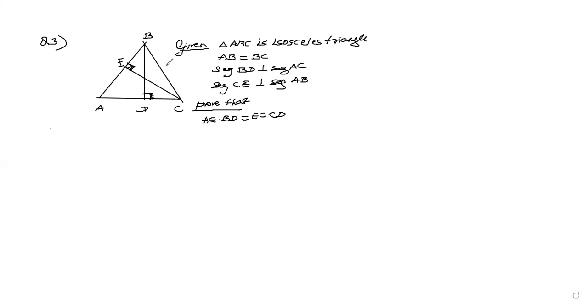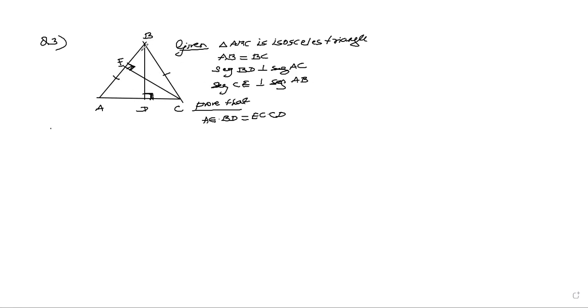Question number 3, children. Triangle ABC is an isosceles triangle. Isosceles triangle means the two sides are always equal. So which are the two sides equal? AB equals BC. That means the base angles, angle BAC equals angle BCA, should come to your mind. Whether you use it or not, it should come to your mind. In an isosceles triangle, the base angles are always equal.